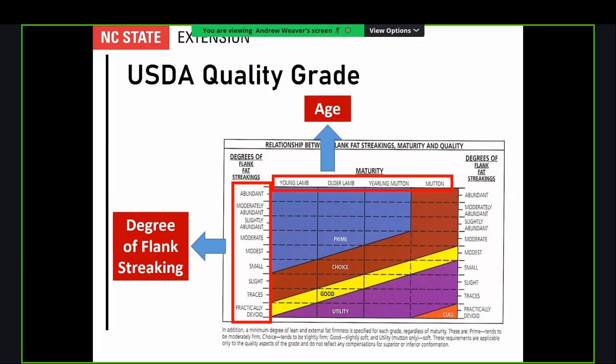Like I said, we want our lambs, and most lambs, to grade choice and prime. 95% of lambs in America grade choice and prime. Good lambs are actually bad. We don't want good lambs. We want our lambs to grade choice or prime. And then within each one of these grades, they're kind of broken into thirds. So we have low choice, average choice, and high choice. We have low prime, average prime, and high prime.